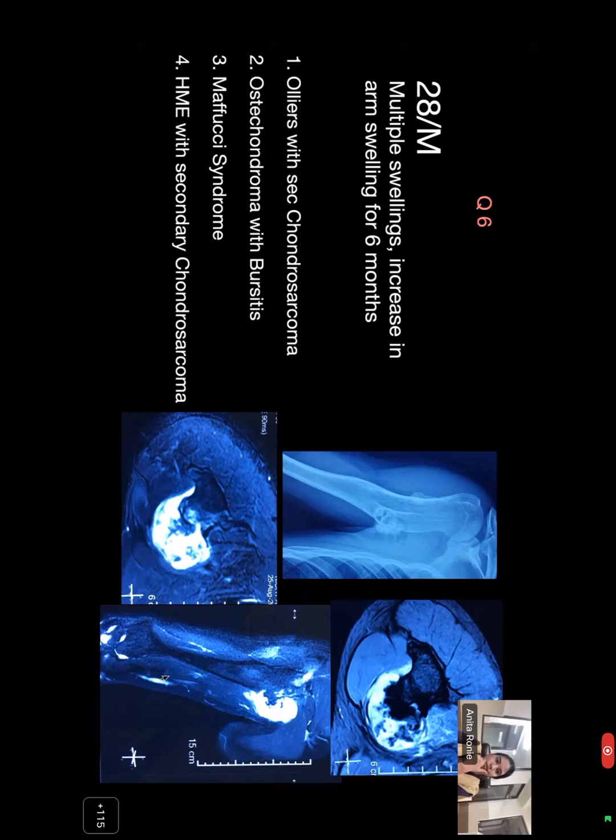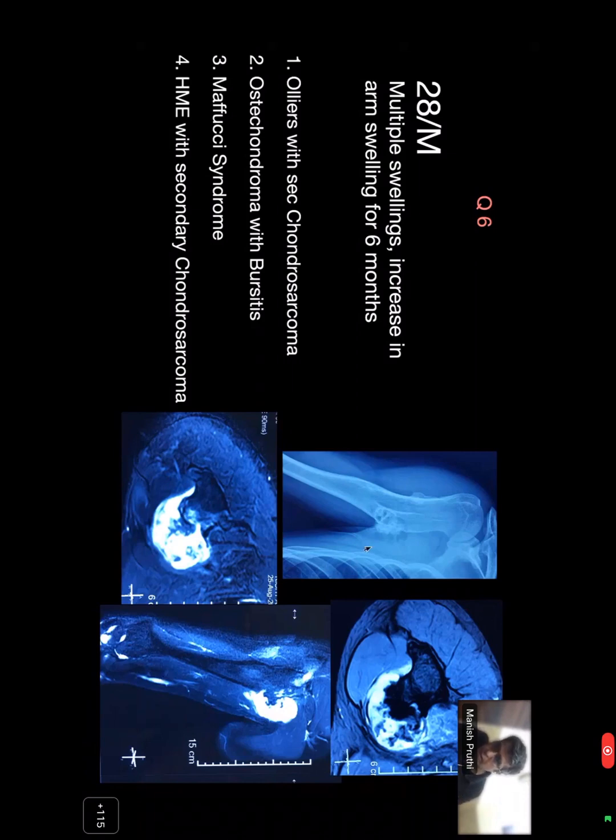So the thing is, Maffucci and Ollier's happen in a situation of enchondromatosis. And enchondromatosis is a metaphyseal disease. It happens inside the bone. It is an aberration of enchondral ossification. But osteochondroma happens on the surface of the bone.